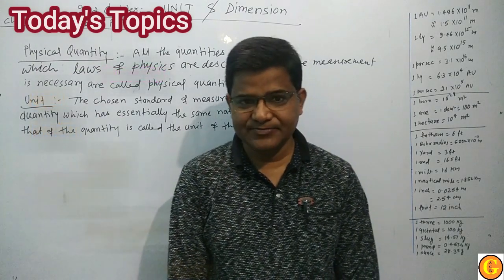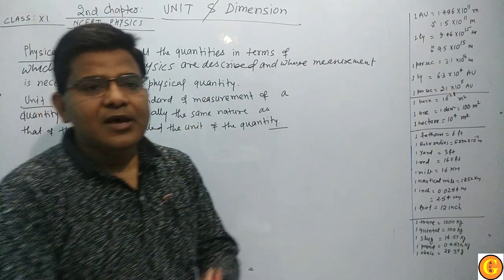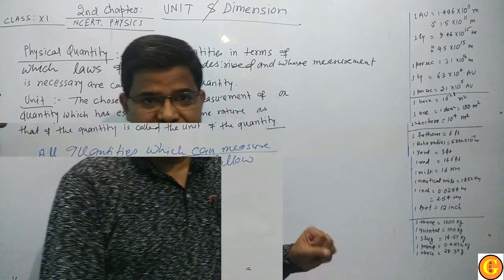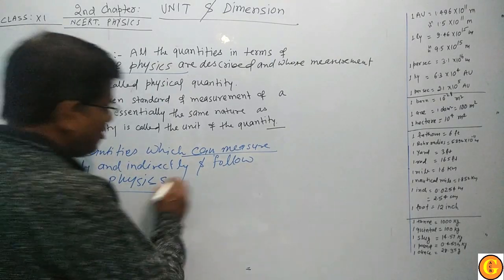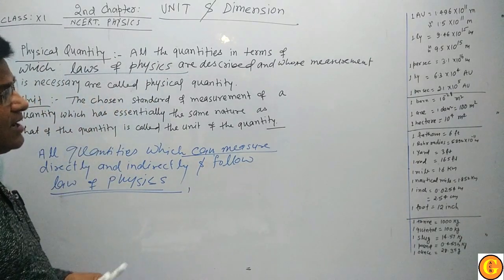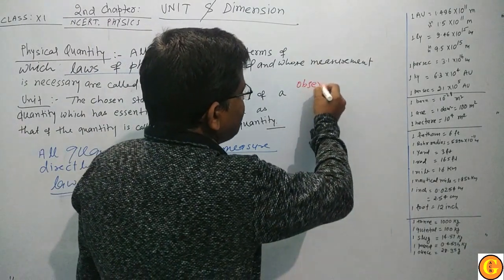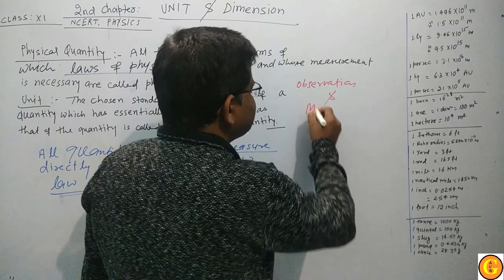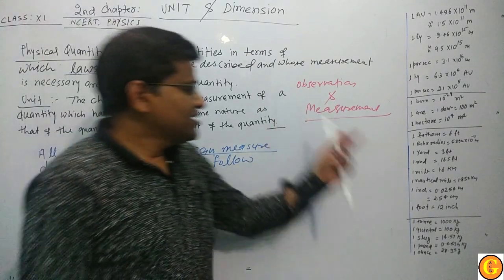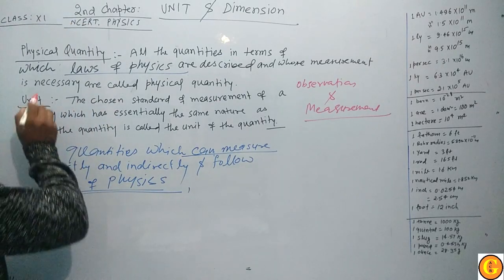What is a physical quantity? A physical quantity is a quantity which can be measured directly or indirectly and follows the law of physics. Only two things you must remember: the first is the law of physics and the second is measurement. Measurement and observation are the backbone of physics. Two things are very important to understand physics. Okay, so this is physical quantity, and the second thing is unit.